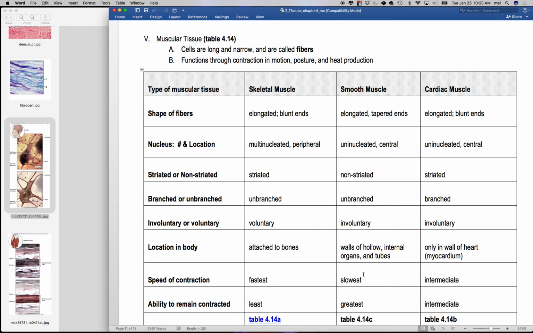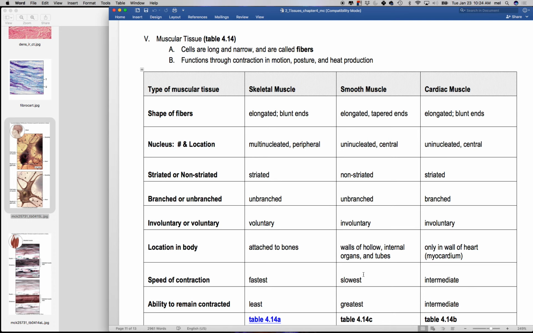Okay, so with muscular tissue, we're going to do it a little differently. Since there are three, and they're relatively easy, we're going to do comparison and contrast with the muscular tissues. One thing about muscular tissue that's kind of weird is that I am going to use a word in a way that it's not usually used in tissues. The longest muscle cells in the body are up to a foot long. They're so long and so skinny that they are called fibers.